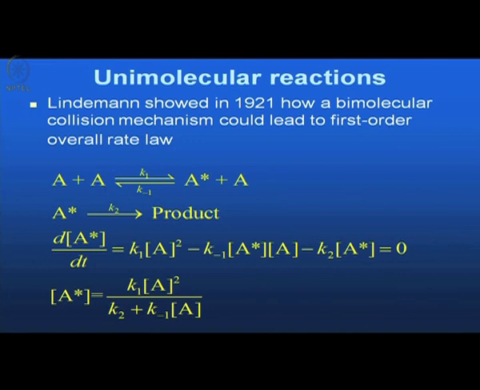So, the mechanism goes as A plus A. It is a collision process, a bimolecular collision. Termolecular collision is again a phenomenon of least probability, but bimolecular collision is possible. That is, one molecule is reacting with another molecule of the same kind, or one atom is reacting with another atom of the same kind. It is called a bimolecular collision. So, A plus A.